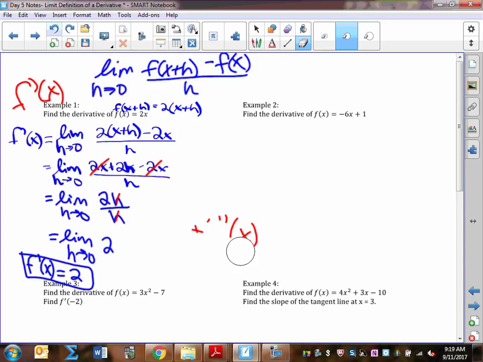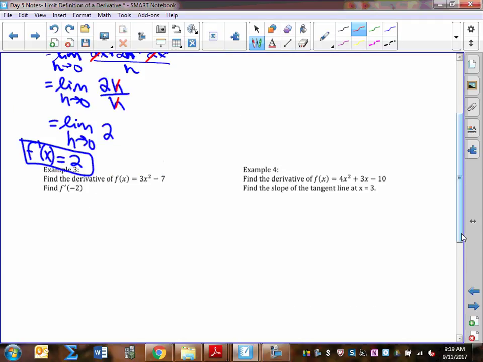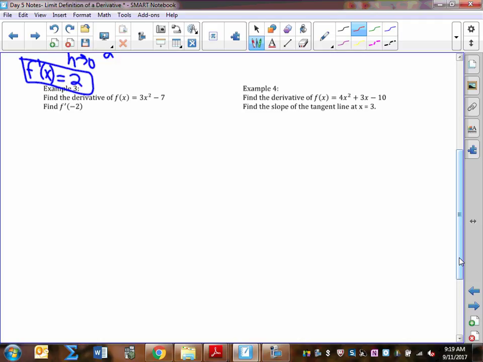Yeah. Other questions on this? Okay. So let's try example 3. A little more exciting. There's an x squared in it. Alright, so example 3, it says find the derivative of f of x, and then find f prime of negative 2.